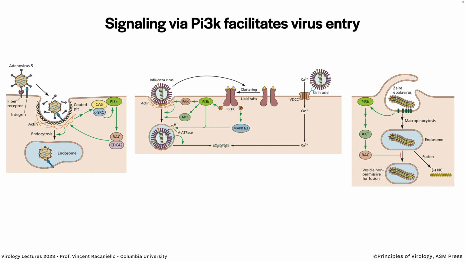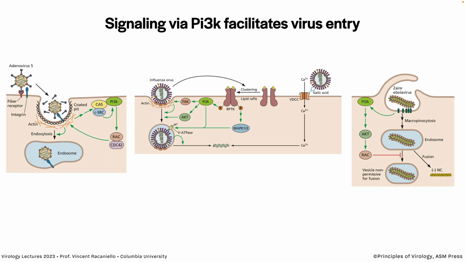And then on the right, Ebola virus binding to its receptor or to the cell surface leads to activation of PI3 kinase. And then there's the signaling pathway through AKT and RAC again. And the RAC activation actually inhibits the movement of the endosomes to these later endosomes, which I've labeled vesicle non-permissive for fusion. So it keeps the virus in the endosome where it can then fuse and the nucleocapsid can be released. So this is a beneficial signaling alteration, right?